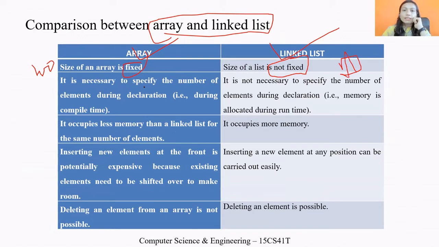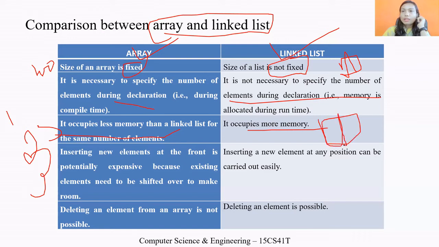It is necessary to specify the number of elements during the declaration in an array. So if you want 100 elements, 100; 10 means 10. Here it is not necessary. An array occupies less memory than a linked list. Why does it occupy less memory? Can anyone tell? Because in an array, if you want to store the element, only the elements you have to store. Here you have to store the address of the other element also.